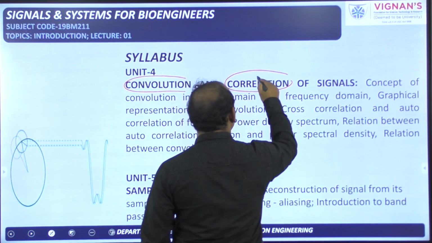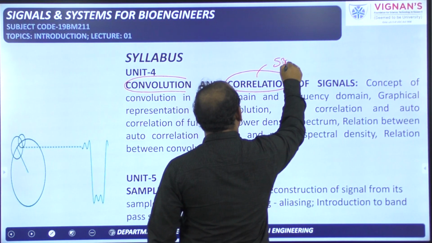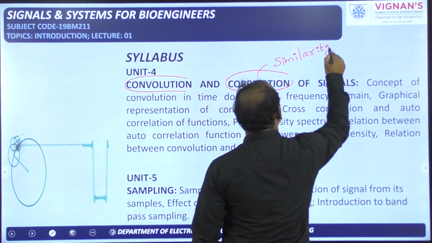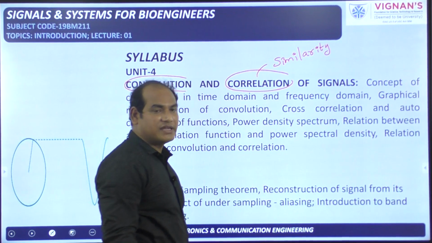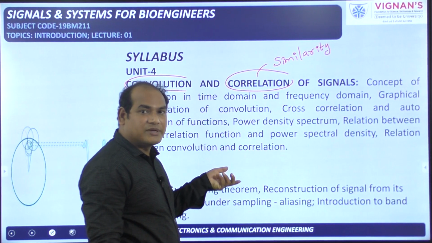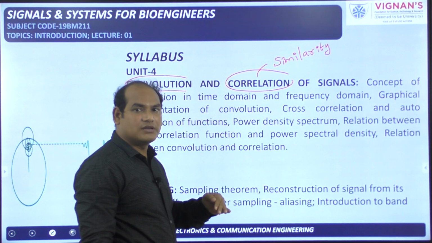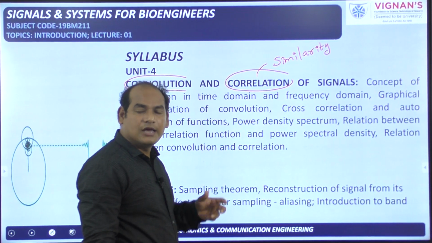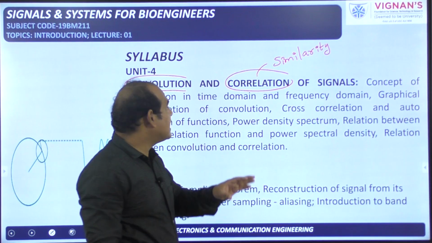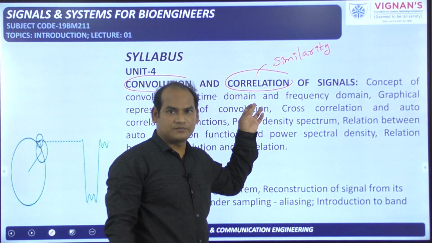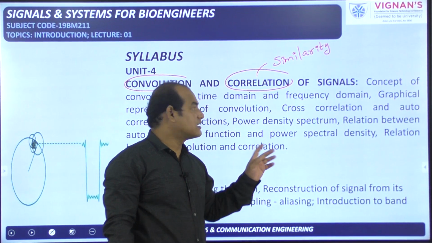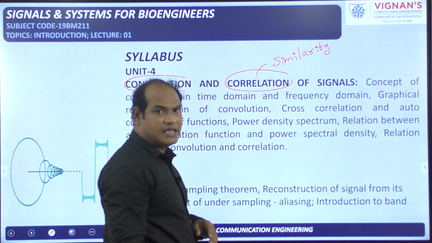Then coming to correlation. Correlation is for finding the similarity between two signals. If we find the similarity of one signal with itself, where the same signal has to be delayed, that is called autocorrelation. But if you find the similarity between two different signals, then that is called cross correlation. About that you will see here.